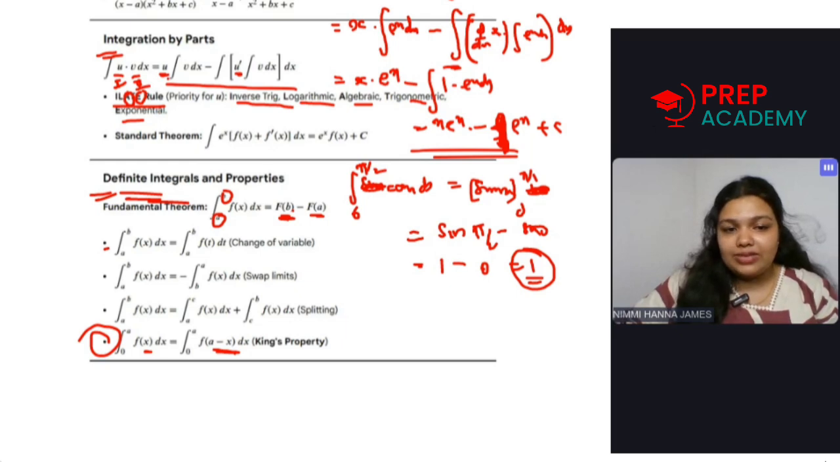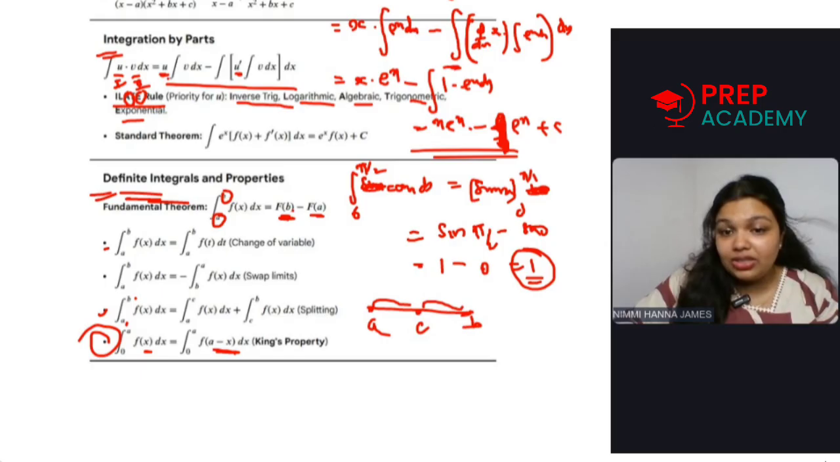That's one important property, and all of these are important. If we want to integrate from a to b, then we can split it somewhere. First we can do a to c and then c to b. So it can be done like that.